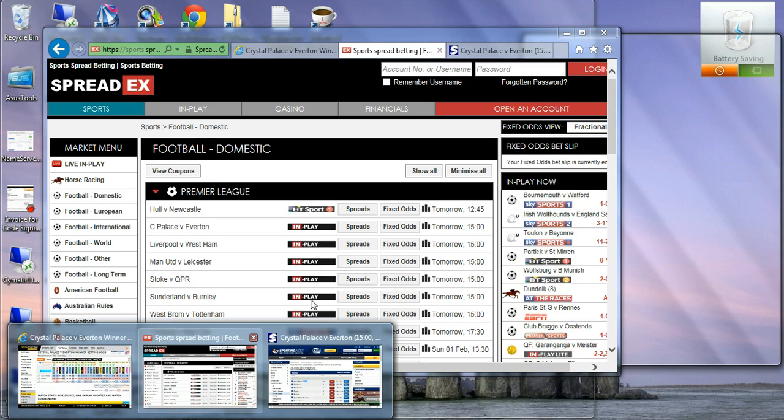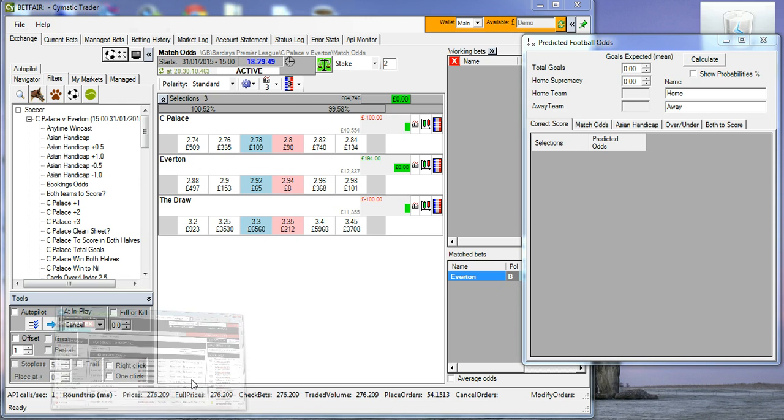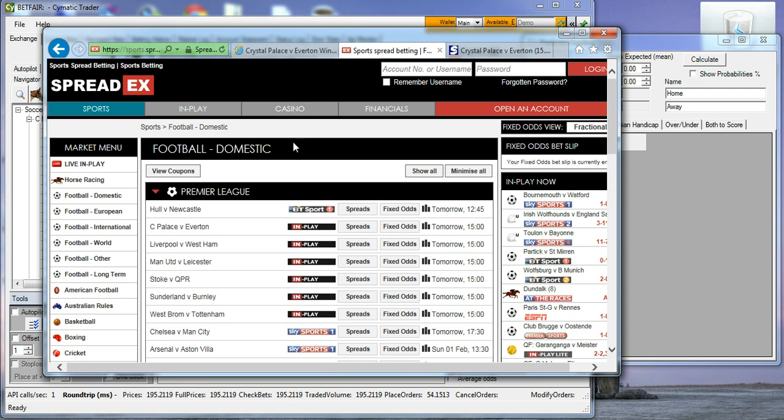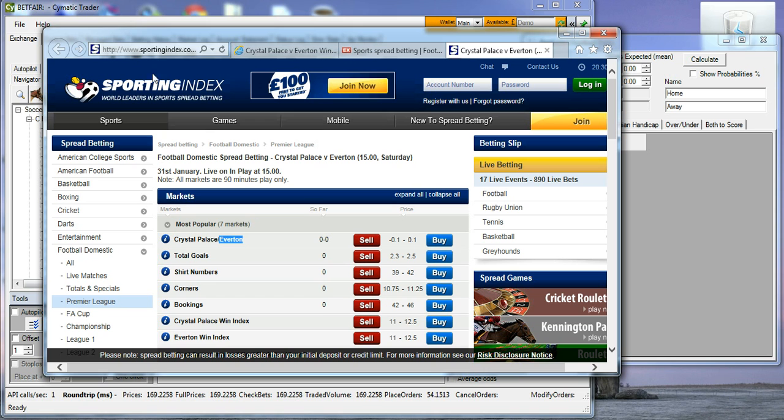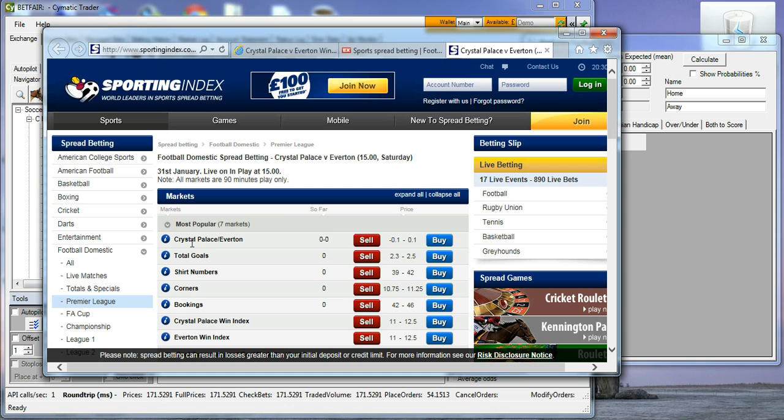So how do we work out the total goals? How many goals do we think are going to be scored in this match? Well, if we go to Sporting Index, it's a spread betting company, or here's another one, SpreadX. We can look at what the market is doing there for the total goals and the supremacy of the home team.